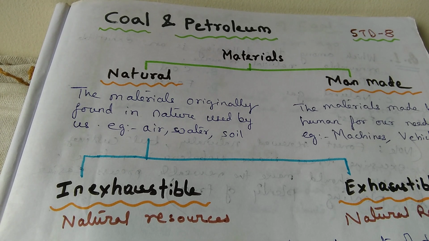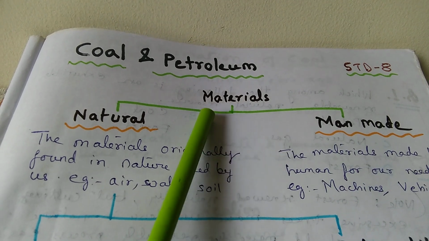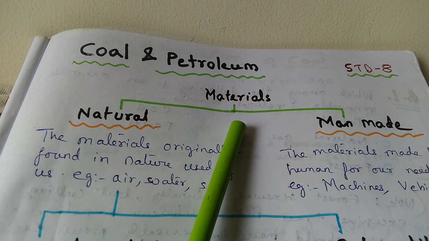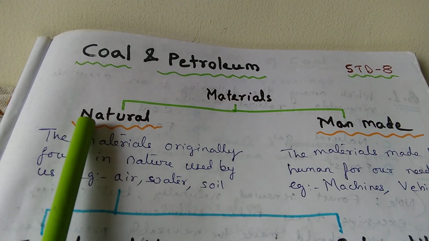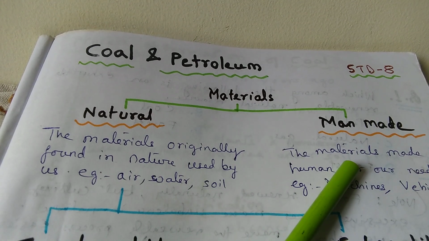Today I will explain to you the chapter 1, standard 8 chemistry, coal and petroleum, and introduction. Okay, so there are different materials that are found on our earth. So materials are broadly divided into two classes: natural materials and man-made materials.